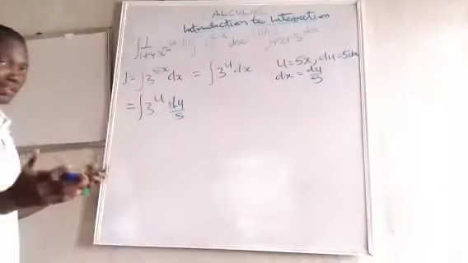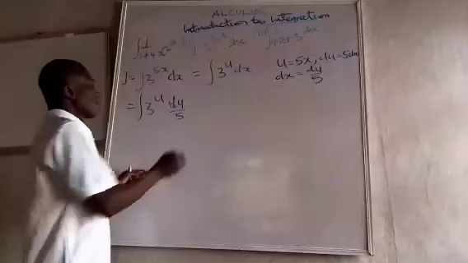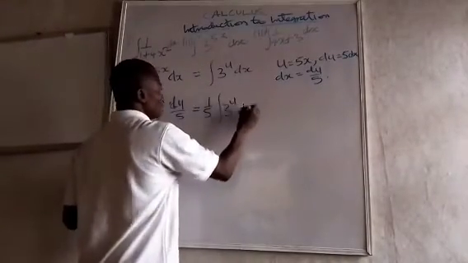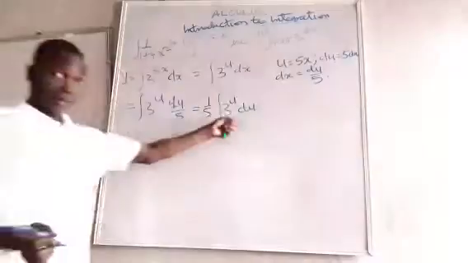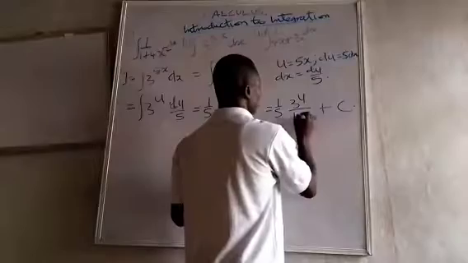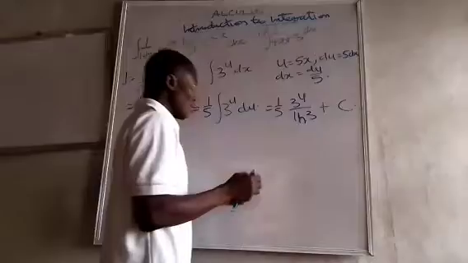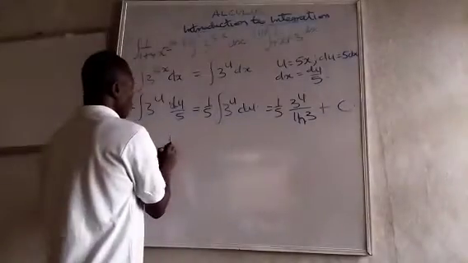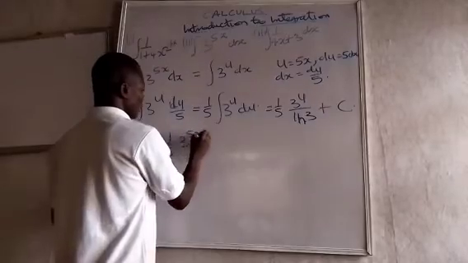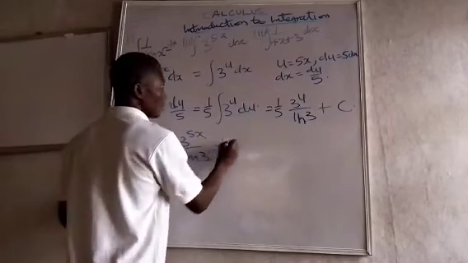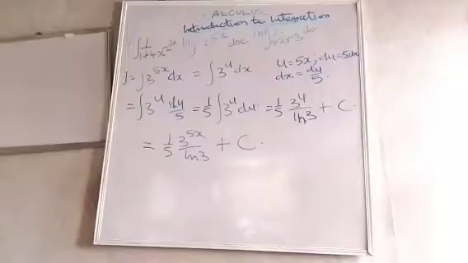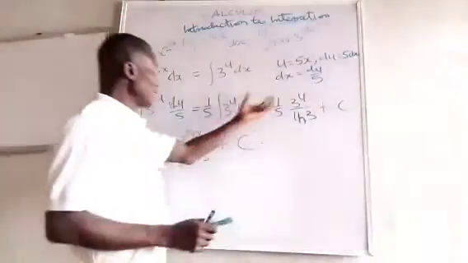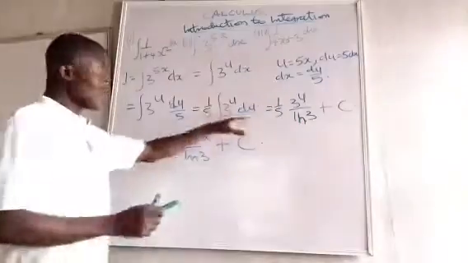You can see that it has made the job very easy. Now, you can also see 1 over 5, 3 raised to power u du. And you know, in our integration, what does this give us? 1 over 5 times 3 raised to u over ln 3. So that is going to give us 1 over 5, 3 raised to power 5x over ln 3 plus c. So look at this. Breaking this one out makes the job very easy. You can see, it makes it straightforward.